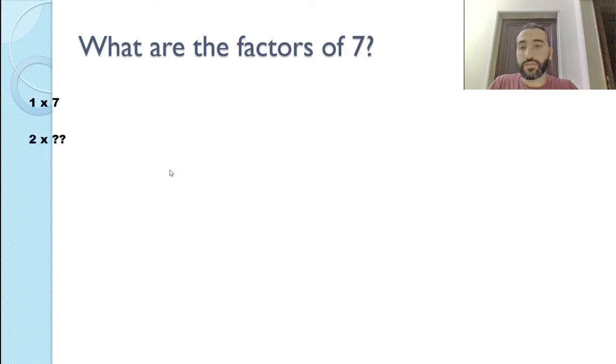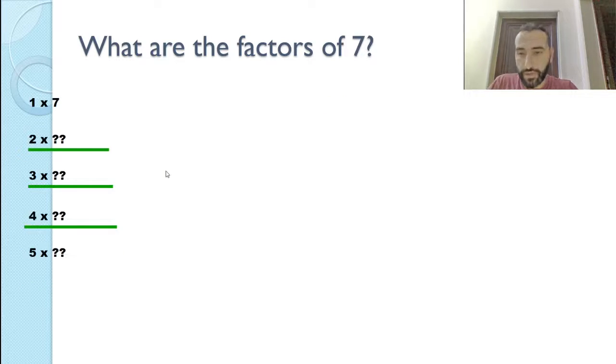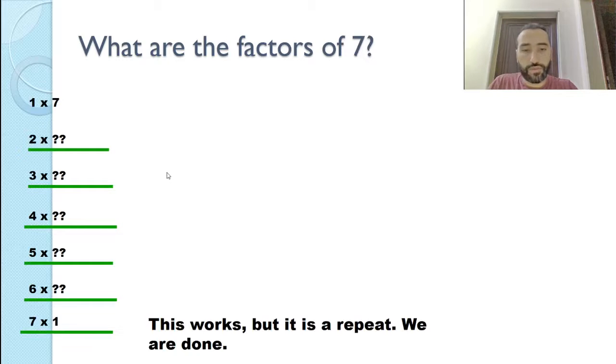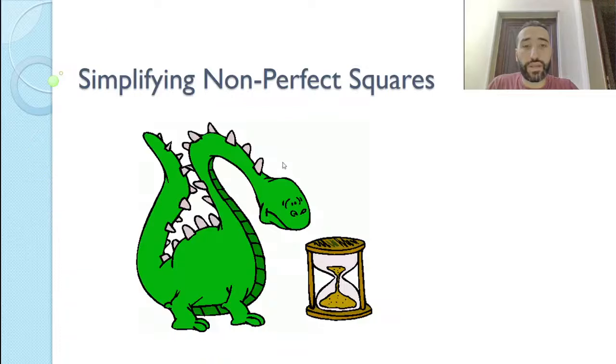What are the factors of 7? 7 is a prime number, so the factors of 7 are only 1 and 7.